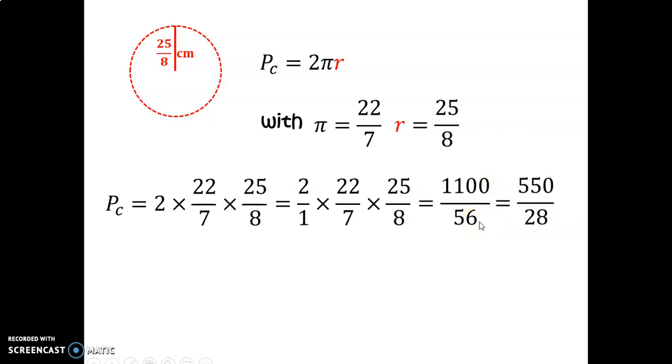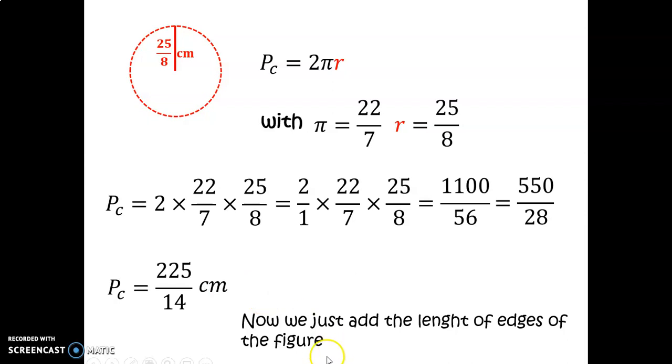So we're going to get 550/28. And as you can see, both numbers are still even. So we can simplify this fraction again by 2, and we're going to find that the perimeter of the circle is going to be 225/14. As long as we're finding the length, this is going to be in centimeters.